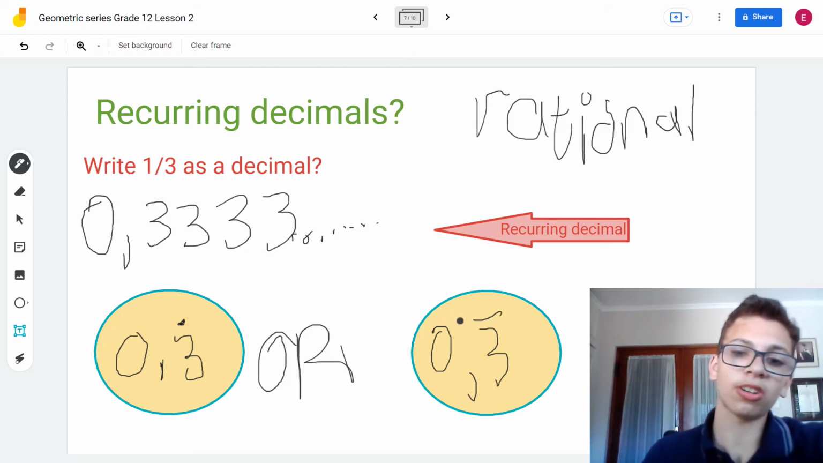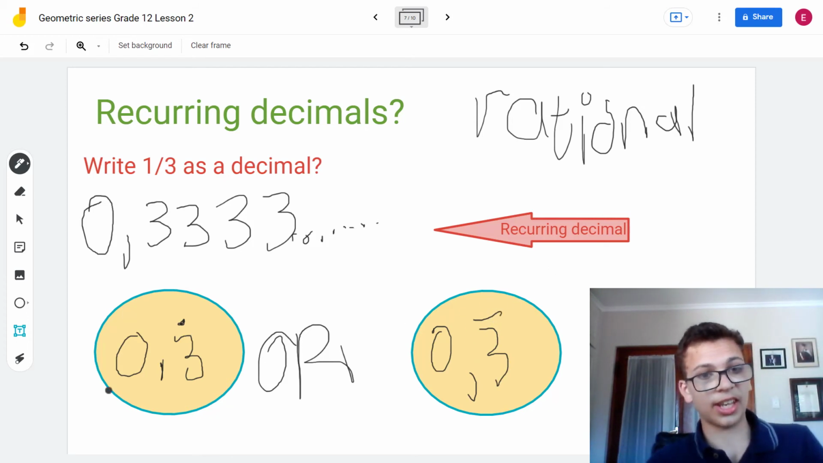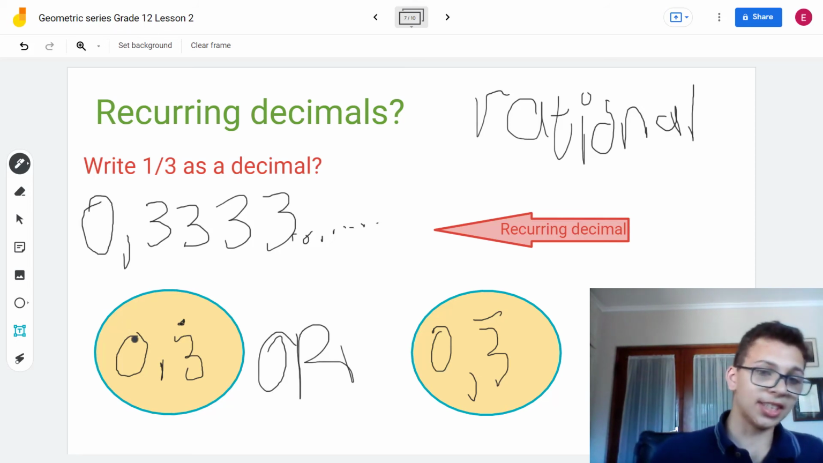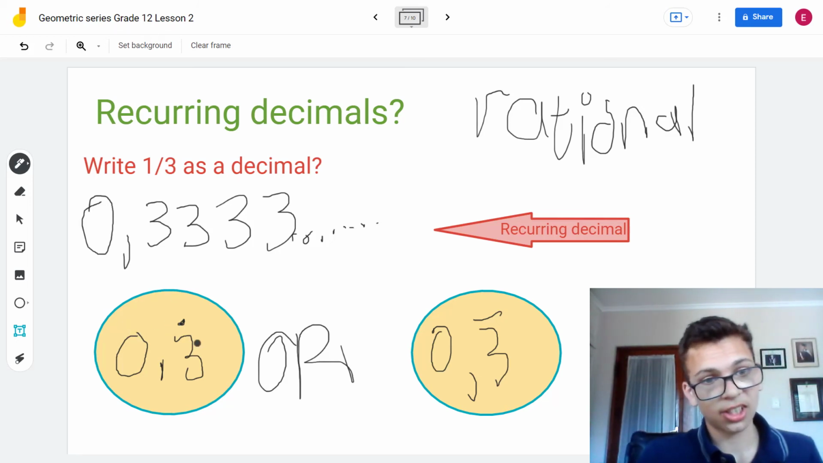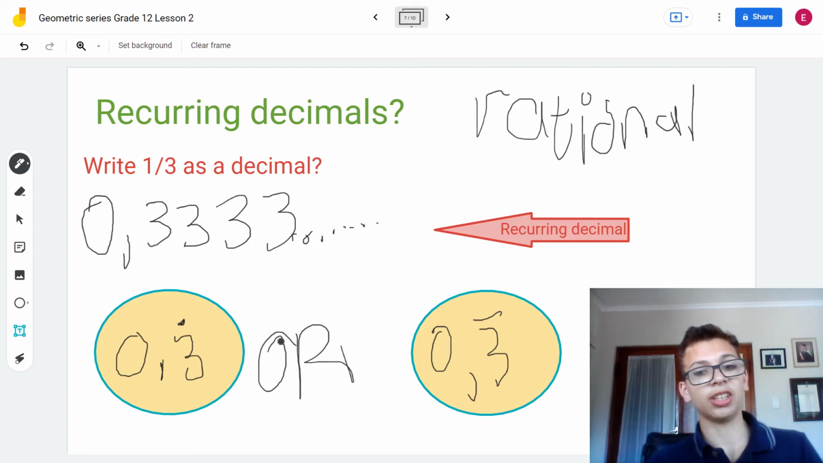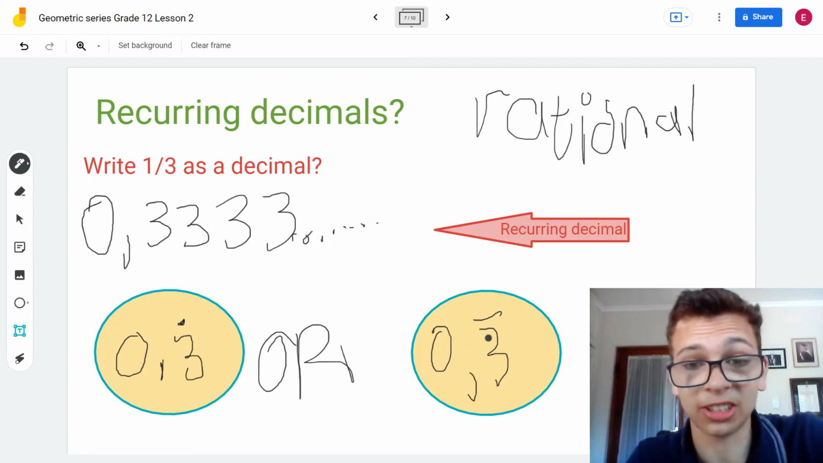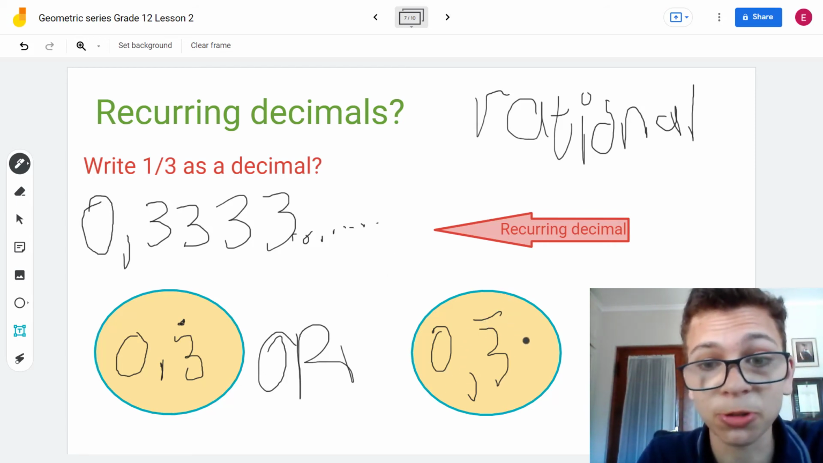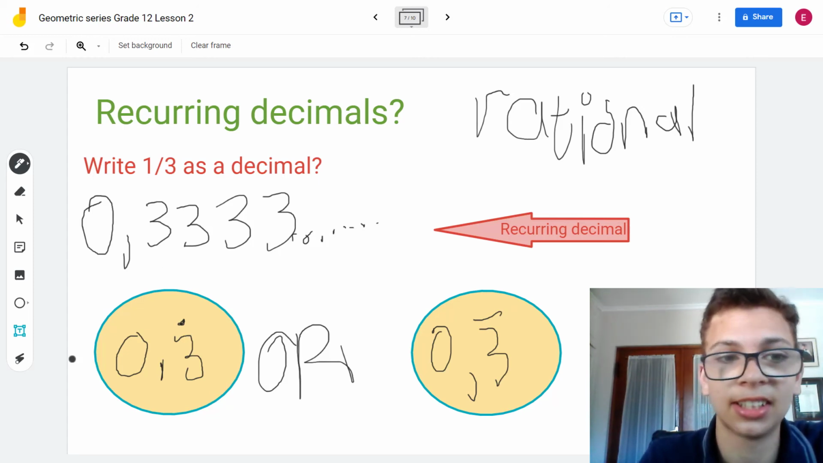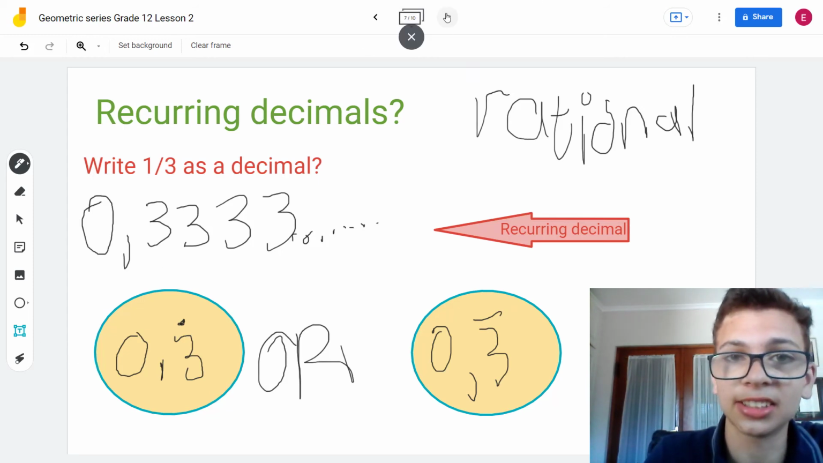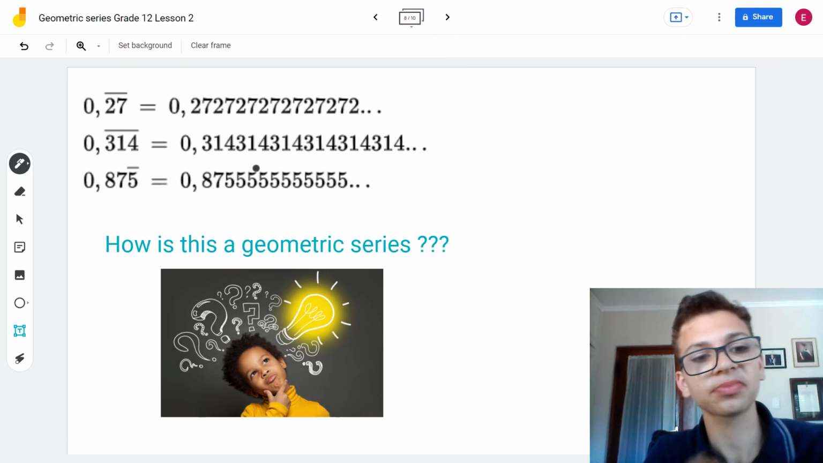Now the line goes on the part that is recurring. As you can see, there's no dot over the 0 because the 0 is not recurring. The dots only go over the part that's recurring. Similarly, the line only goes over the part that's recurring, which is the 3, because we're just repeating the 3 over and over again. So that's the notation of how to write it. Now let's look at some examples.